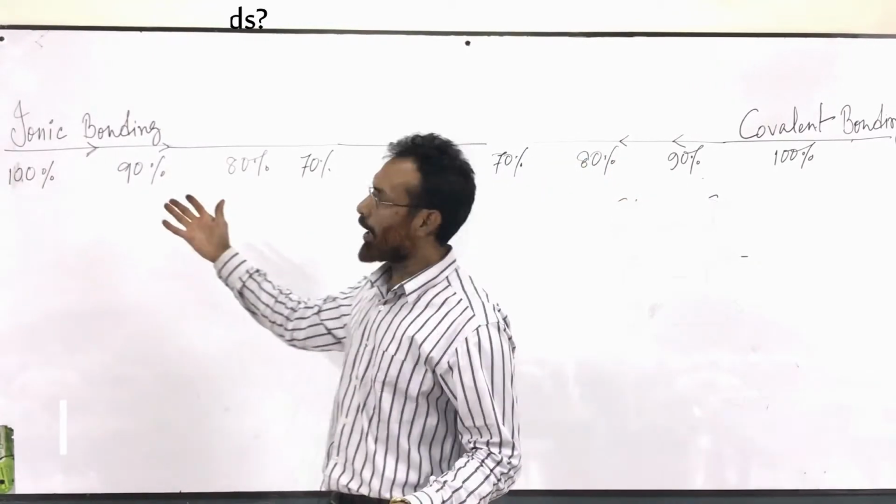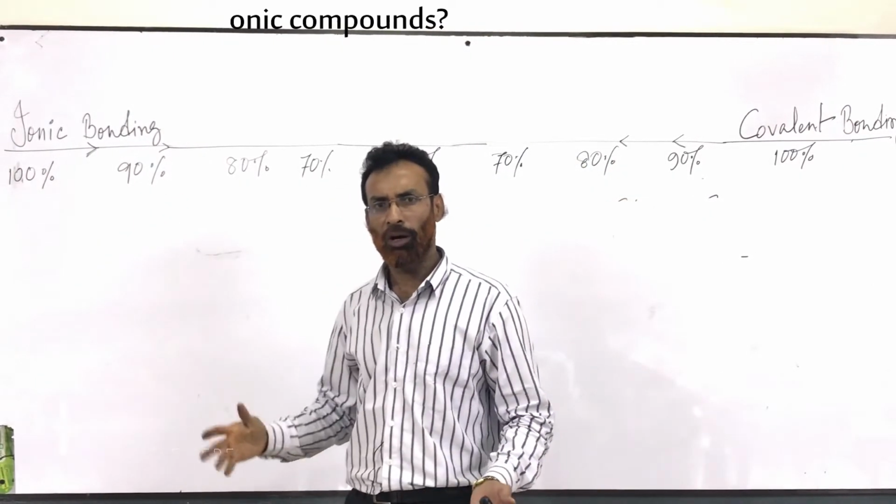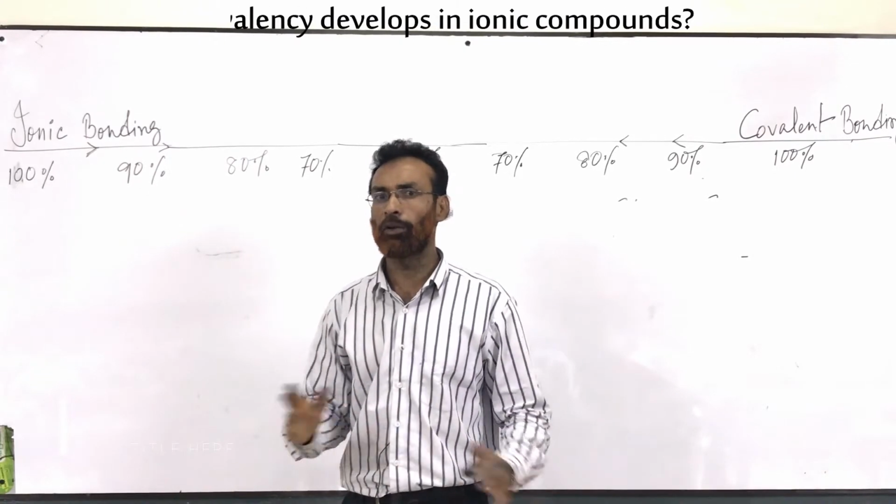Now we're going to focus on ionic bonding. Ionic bonding is formed between a metal and a non-metal.